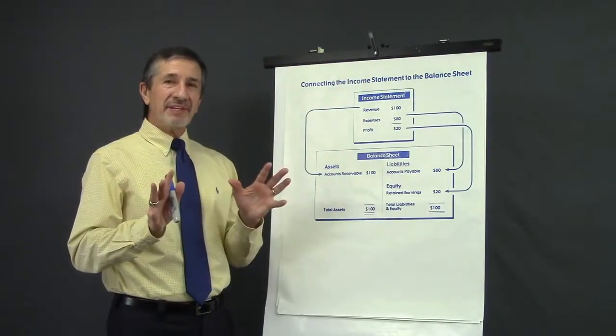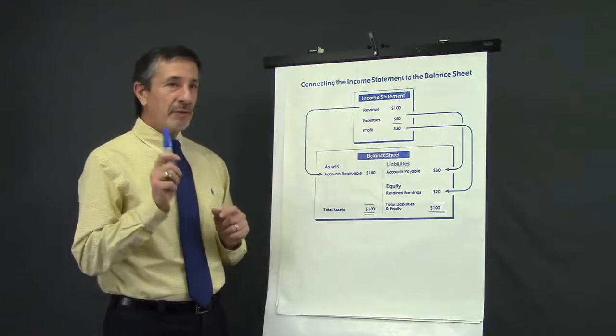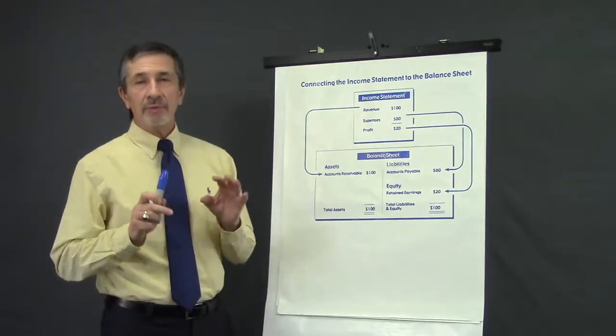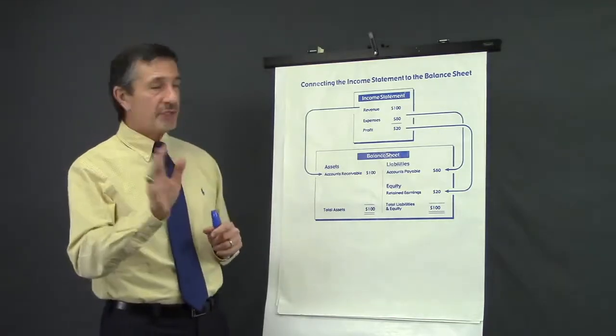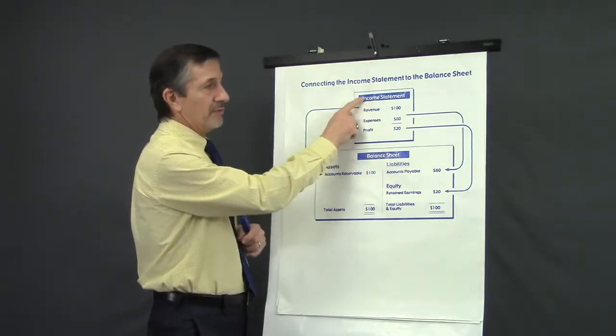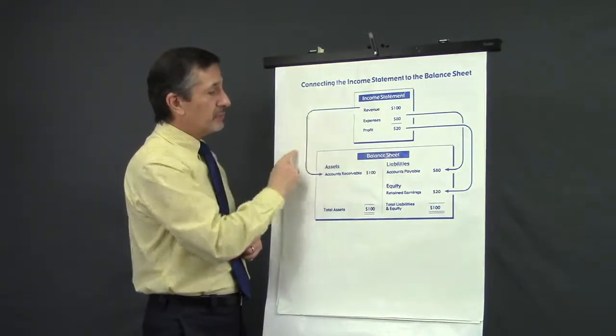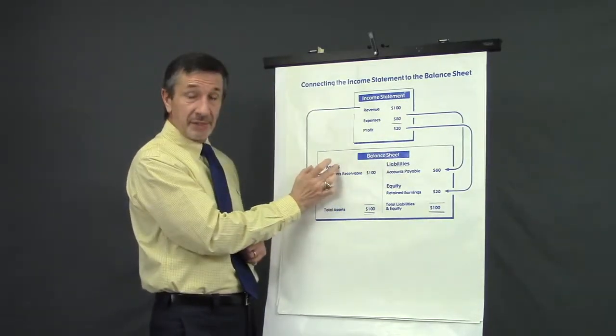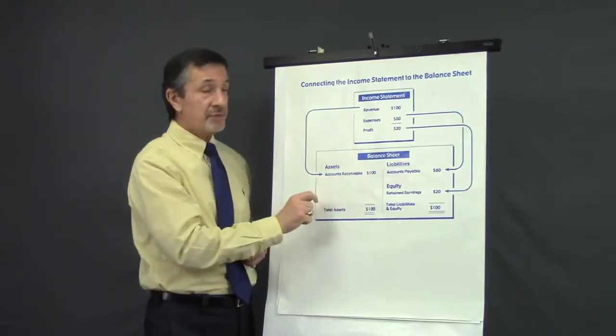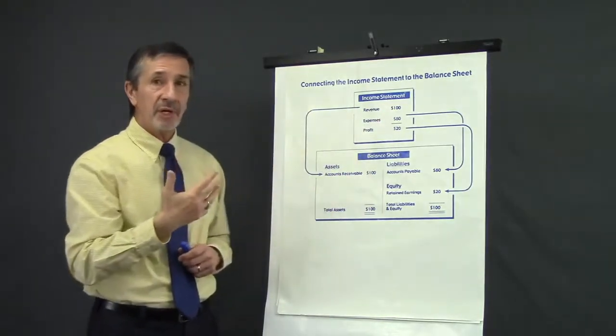So here's the graph that I mentioned to you. Look at the way these two major reports interact with each other. In very simple terms, the revenue from the income statement comes over to the balance sheet in the form under assets, and it goes into accounts receivable. In this case, we're just using $100.